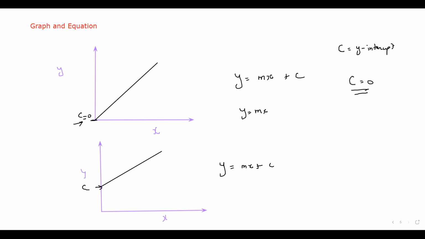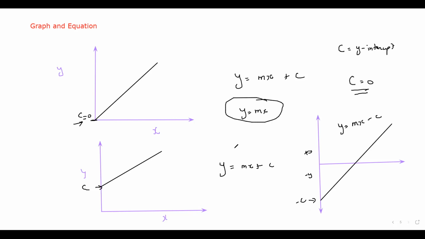And it can be below the origin as well. So this is a negative y-intercept. So the equation of this line will be y equals mx minus c, because the y-intercept is negative. It is touching the negative y-axis. So y equals mx minus c plus c, and y equals mx plus c.